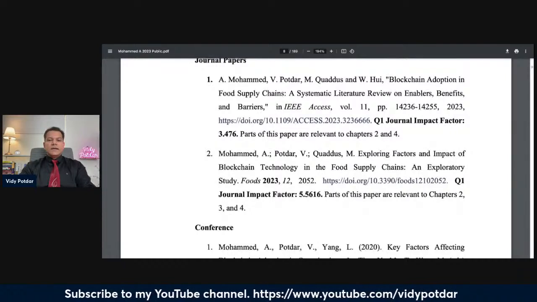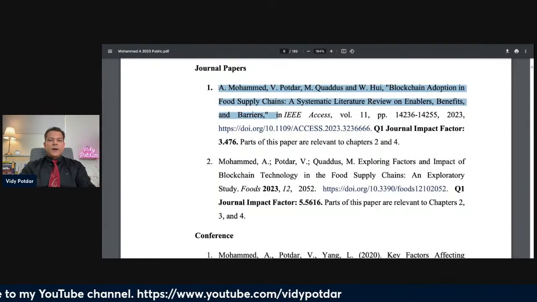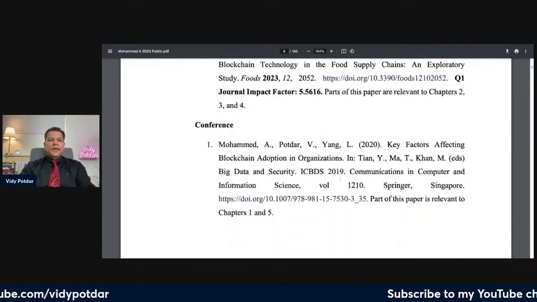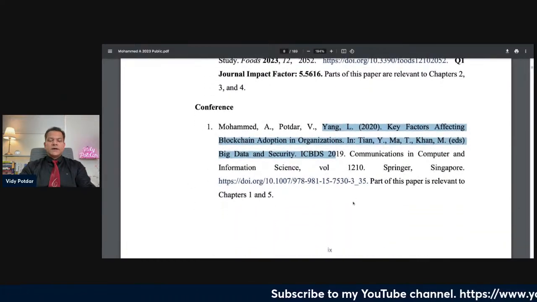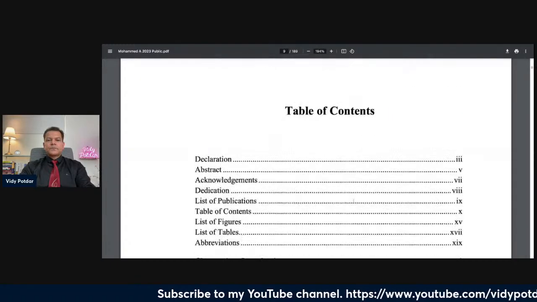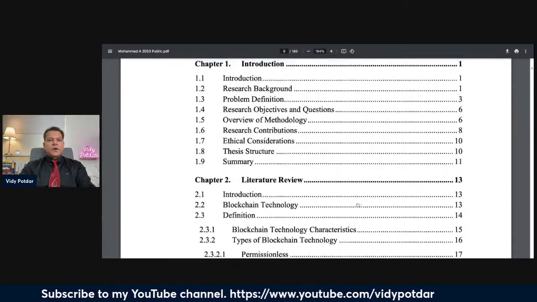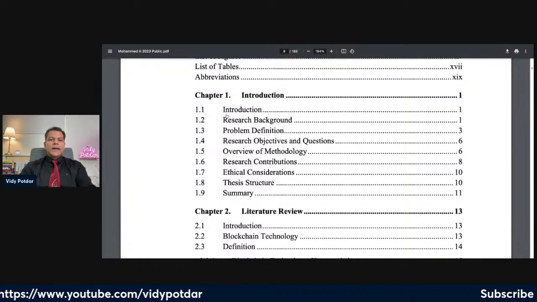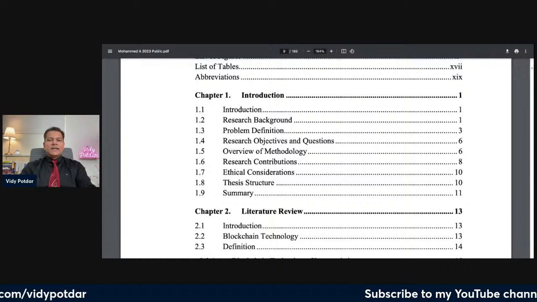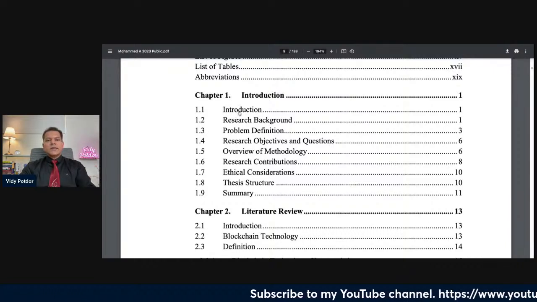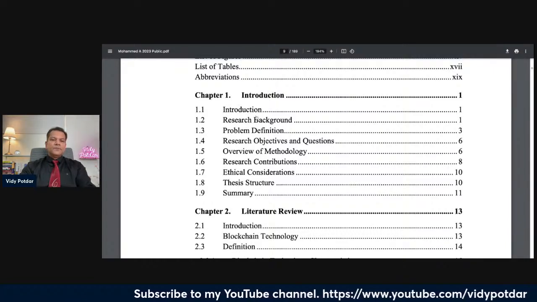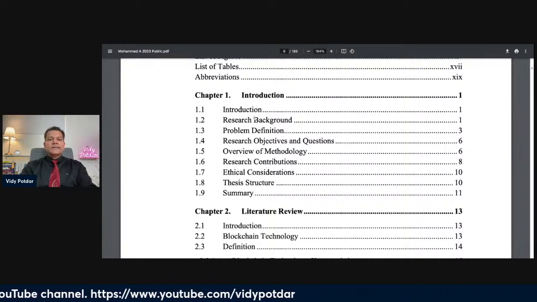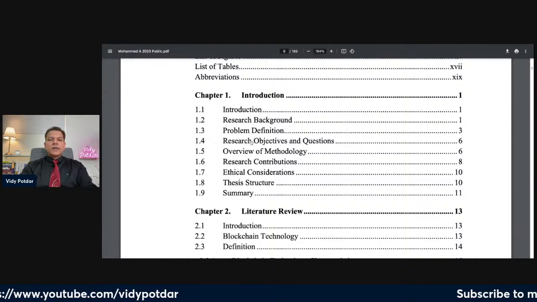So these were the two journal articles that were published as a result of this thesis. Both are Q1, and then there was a research conference paper as well. So if you remember what I told you earlier, when you are browsing or reading a thesis, you want to get the key insights from it. For that, what you can do is look at the table of contents, and then see what it is that you really want to know.